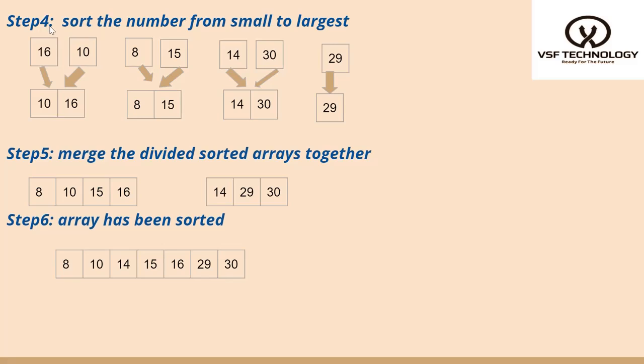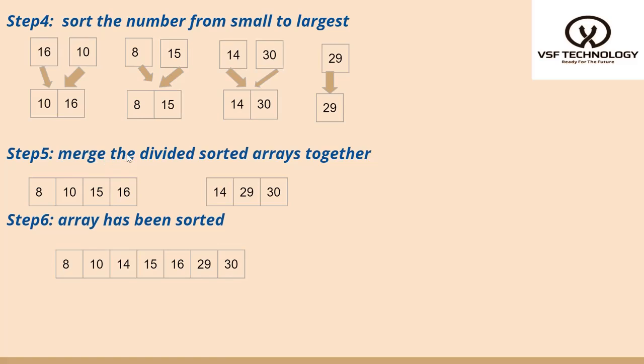We apply step 4. Sort the numbers from smallest to largest. Both the elements, with the largest number 16, are sorted. Then here both elements are already in order. Next, here both elements are already in order, and 29 is like that.